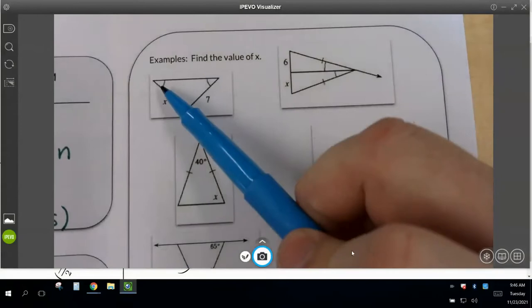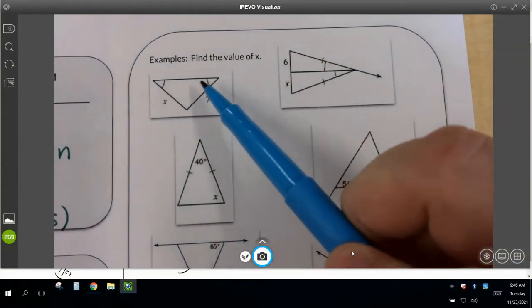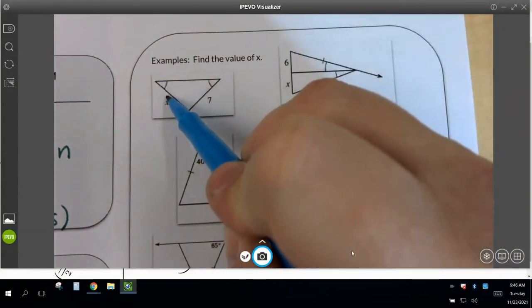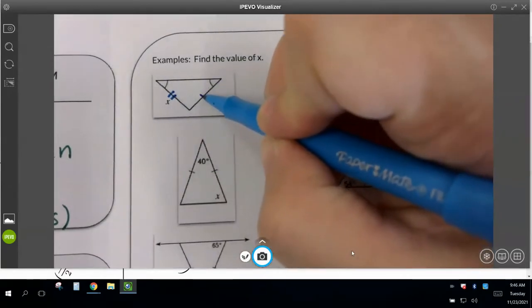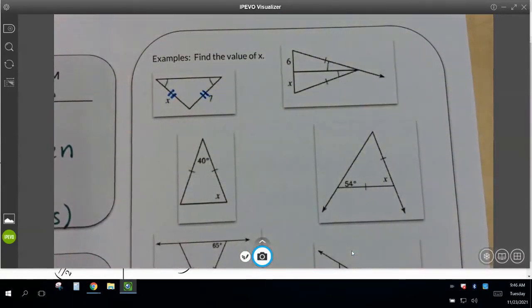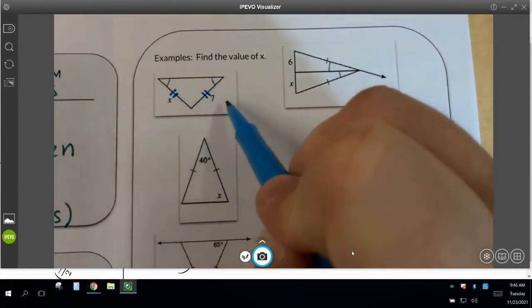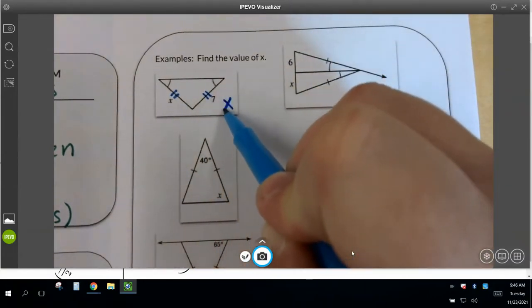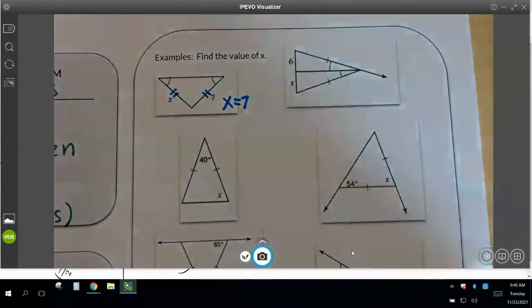Okay, so again, we have two congruent angles, which means this is isosceles, which means the two legs of the triangle here opposite those angles have to be the same length as well. So x and the 7 have to be the same measure. So x will equal 7.